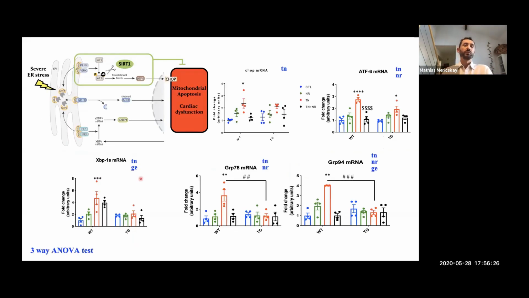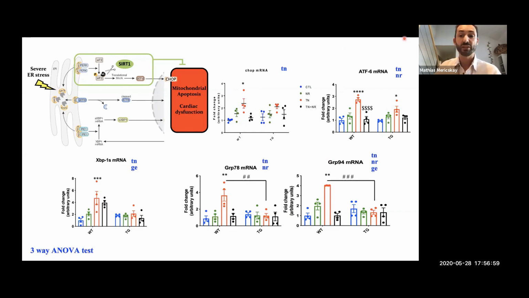So we looked a bit also at the different markers of ER stress response in that context. And I'm showing you what we have now. We are continuing this analysis, but basically, again, like for the other parameters I showed you previously, mostly we saw a robust induction of markers of ER stress, as expected upon tunicamycin injection in the wild-type mice, such as here the CHOP mRNA.